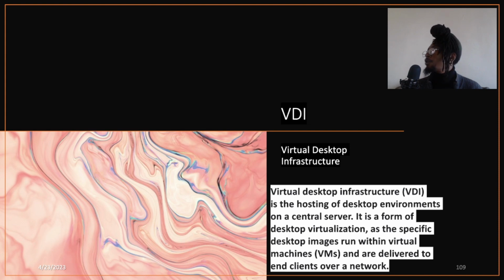VDI, Virtual Desktop Infrastructure. Virtual Desktop Infrastructure, VDI, is the hosting of desktop environments on a central server. It is a form of desktop virtualization, as the specific desktop images run within virtual machines, VMs, and are delivered to end clients over a network.